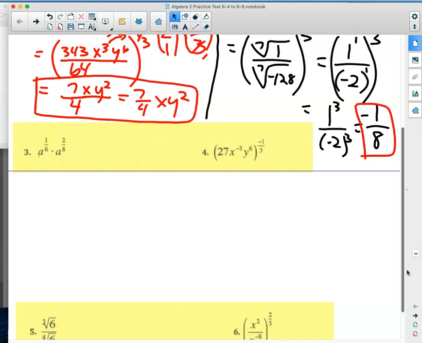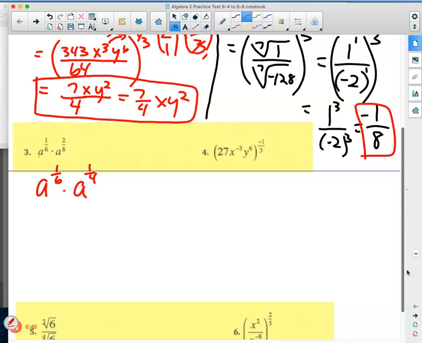Number 3 is a to the 1/6 times a to the 2/8. And I hope when I said 2/8 you said, oh, wait a second, that reduces. So a to the 1/6 times a to the 1/4. Then we know that when you multiply similar bases, you have to add the exponents. So it's up to you if you want to use a calculator for that.